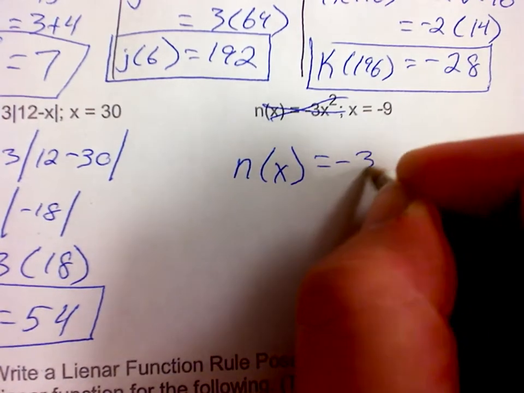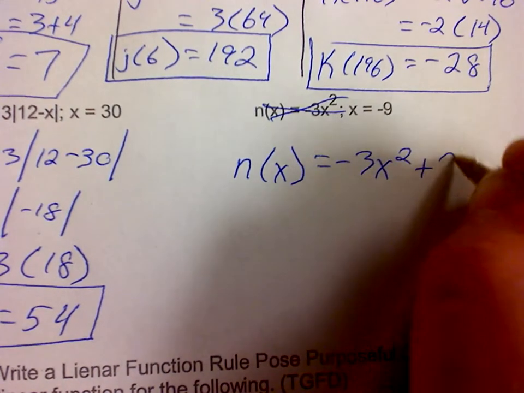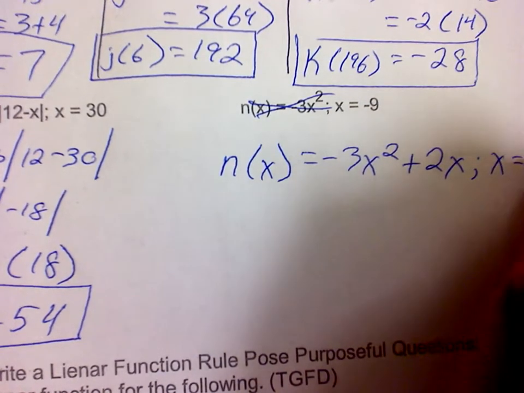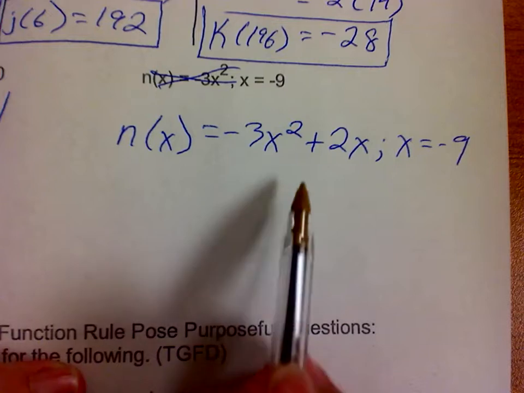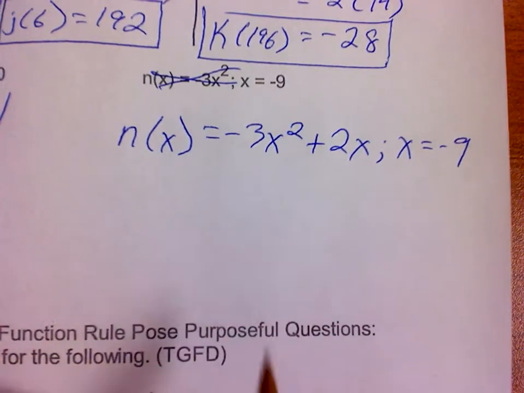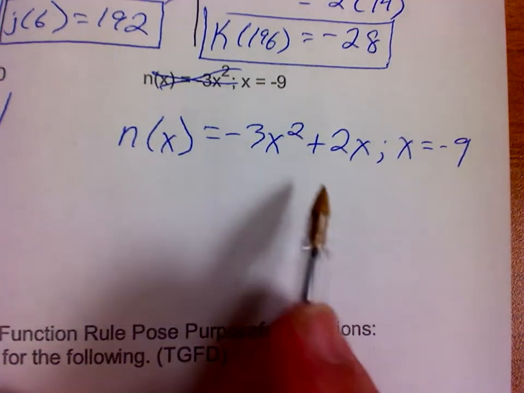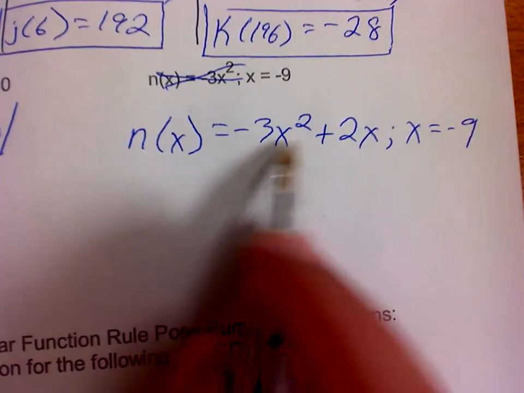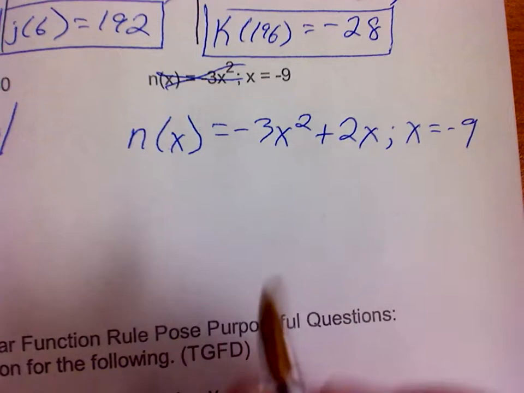We're going to do negative 3x squared plus 2x at the same desired value, x is equal to negative 9. So the only difference here is that I've added another location for an x. A student asked this today: what if we have multiple x's? The process still doesn't change. Everywhere we see an x, we are going to plug in the desired value.